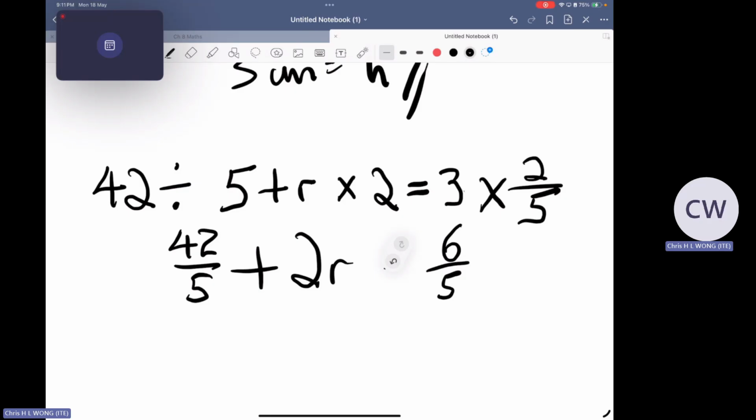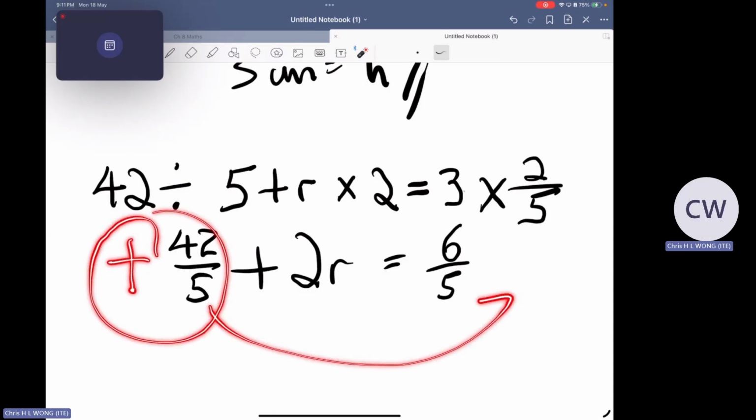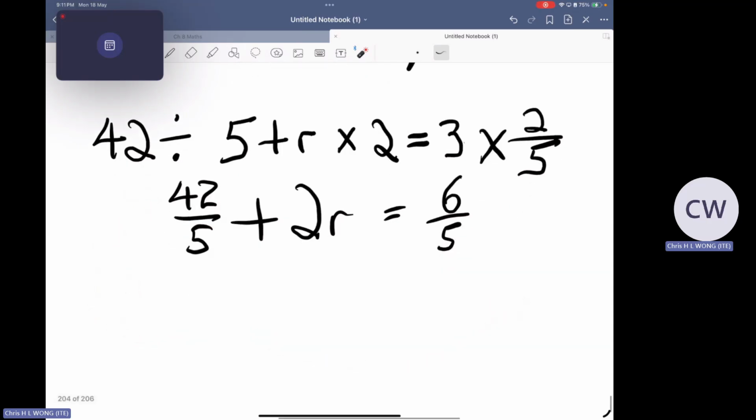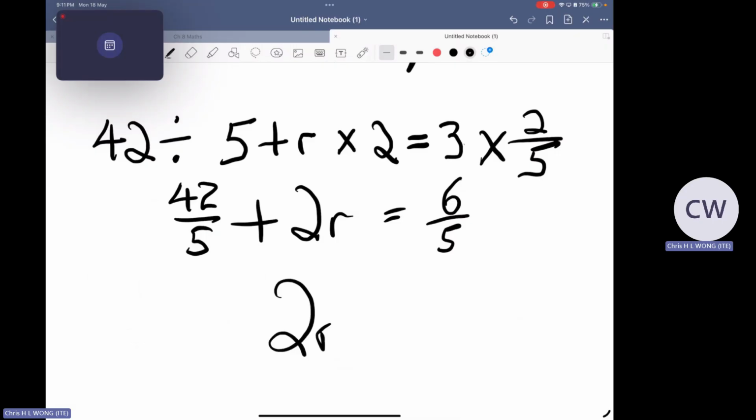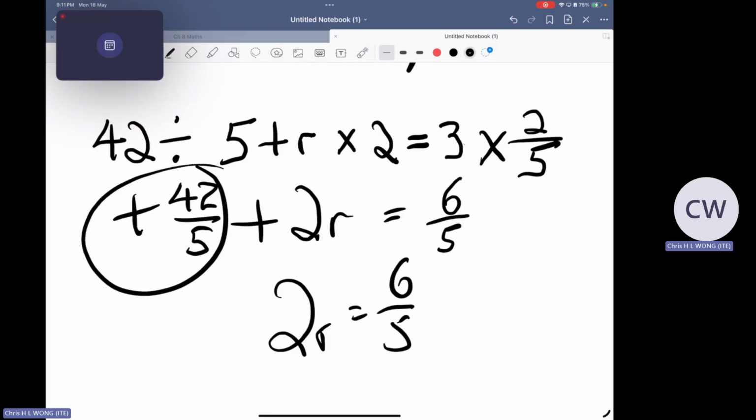This thing is a what? 42 over 5 is a plus. There's a plus here. Actually, there is a plus here. Am I right? So you need to bring this over. It becomes 2R equals 6 over 5. This one becomes a plus 45. You bring it over, it becomes minus 42 over 5. Yes. You cannot do cross multiply yet because the plus is there and the minus is there.